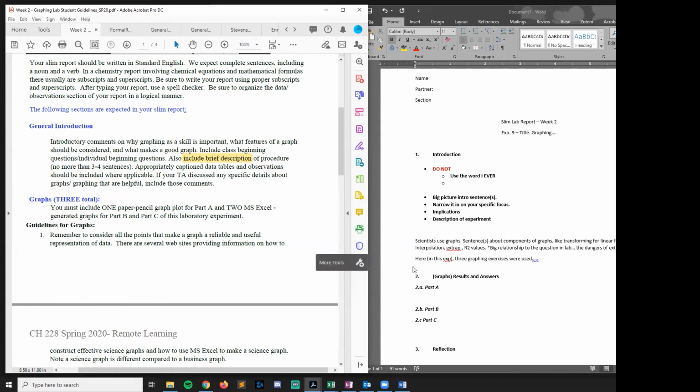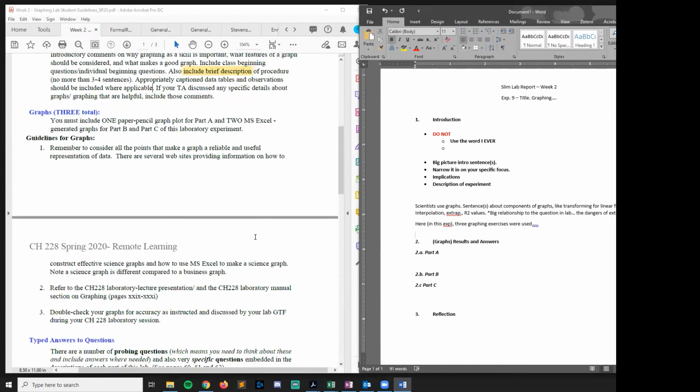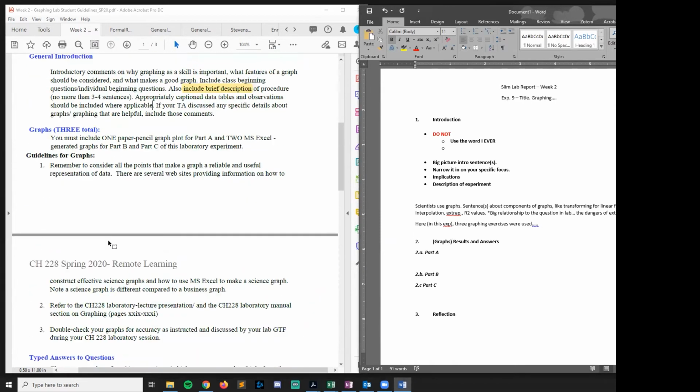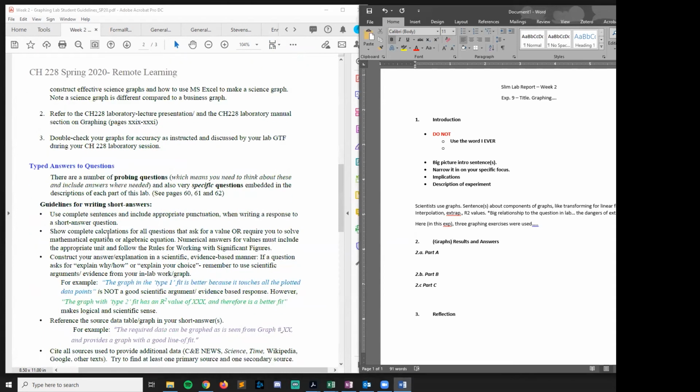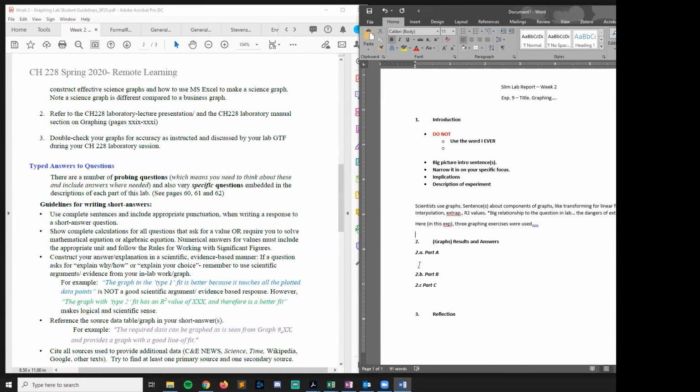Okay, so the next section here, you have graphs and answers. I want this section to be a combination of both of these blue sections here, because it doesn't make sense to separate them essentially. So what I want to see is specifically, let me actually get my Excel plot so I can copy and paste here.